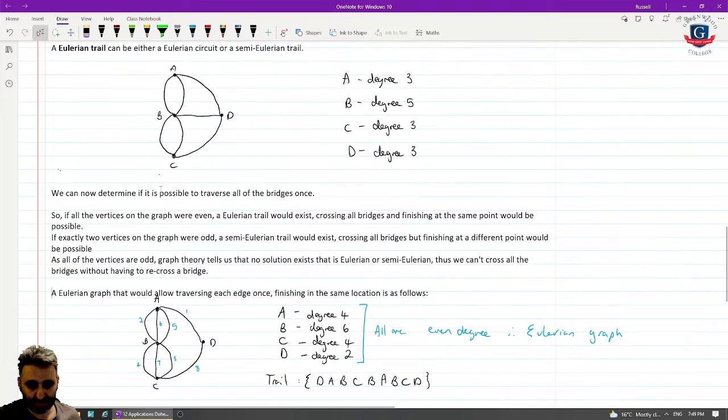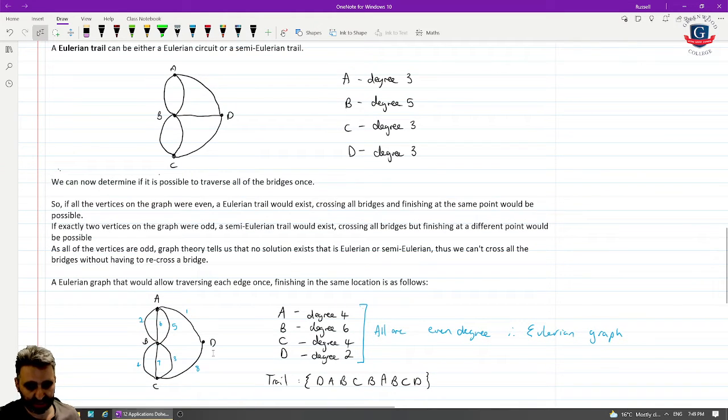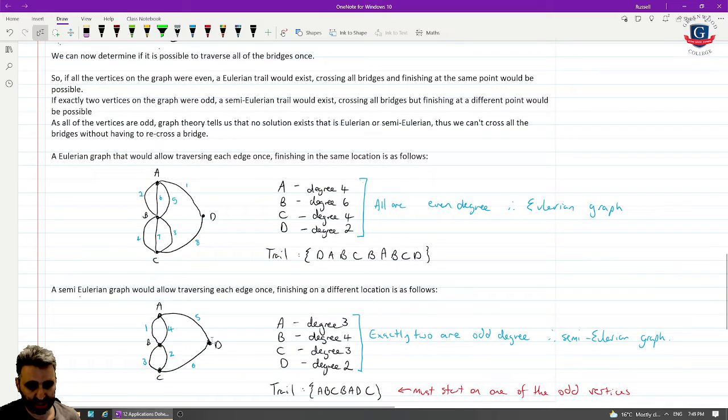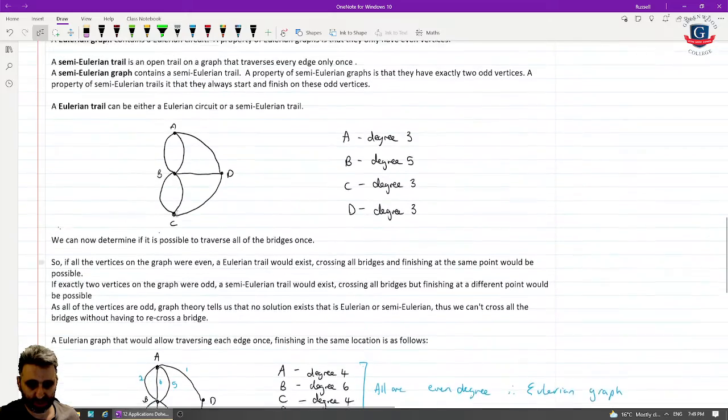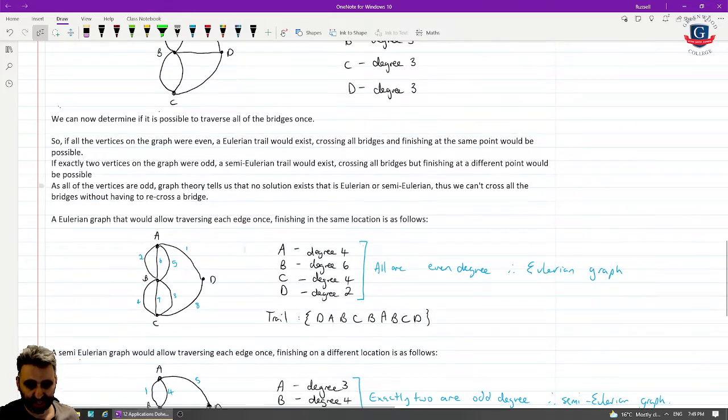But obviously it's possible to do it. So let's have a look at a case where we would have one of the 2. Here's a different graph. It's very similar, but I've drawn an extra 2 lines across the middle. And that's changed the degree of the nodes. So now A has a degree of 4, B has a degree of 6, C has a degree of 4, and I took out that edge too. D has a degree of 2.